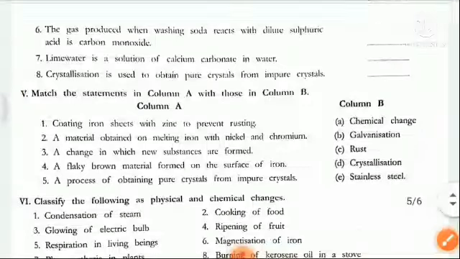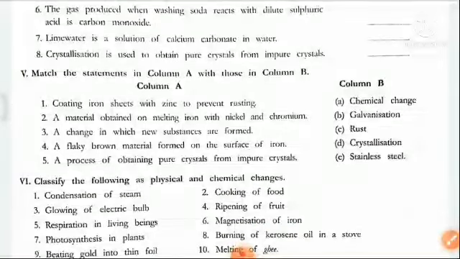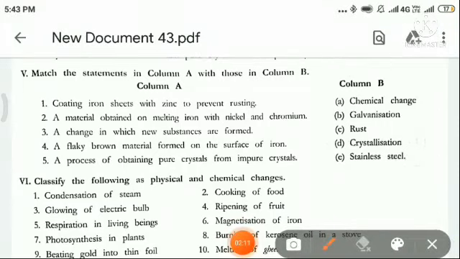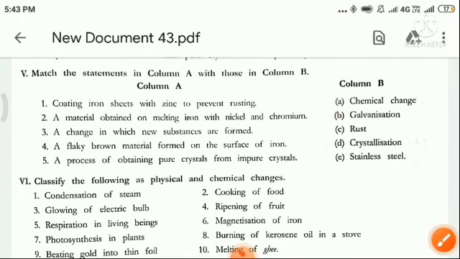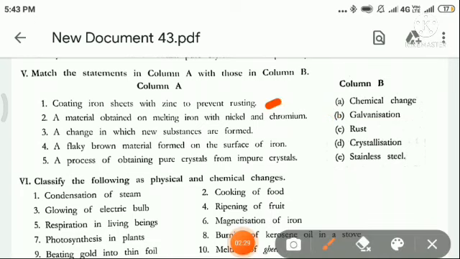So now number 5, match the statements in column A with those in column B. So coating iron sheets with zinc to prevent rusting. So what is this? Yes, this is galvanization. We have looked at it in our previous class. A material obtained on melting iron with nickel and chromium. So what is this? This is stainless steel, because during formation of stainless steel, iron is melted with nickel and chromium. So this is stainless steel.